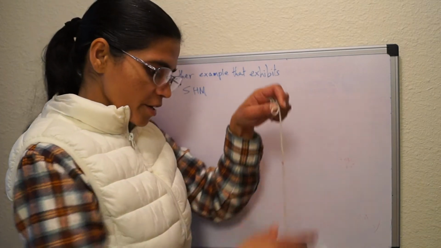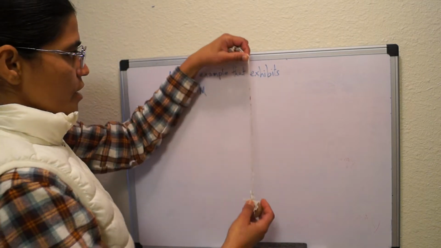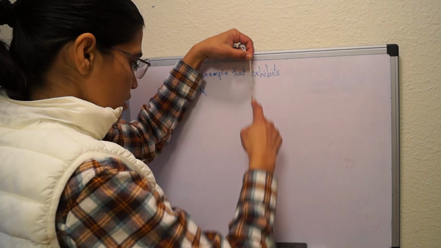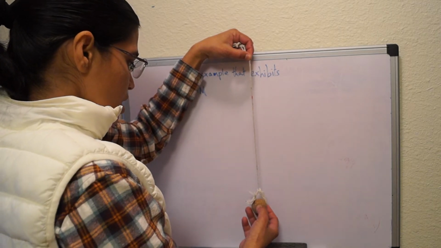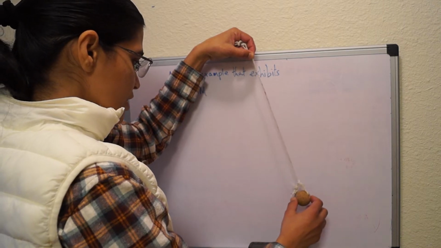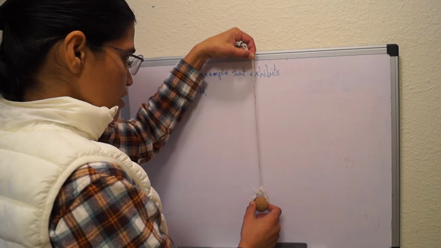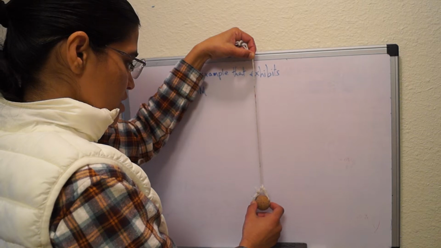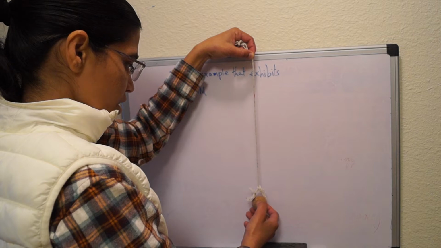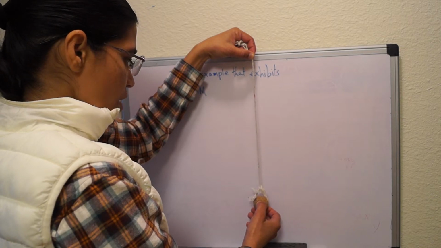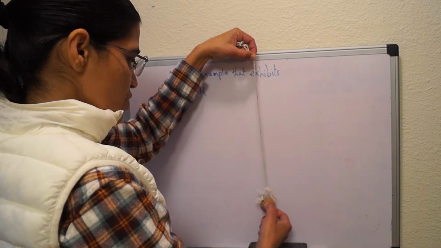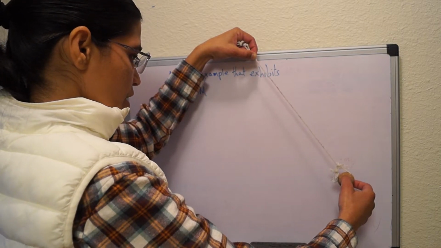So if we leave this up here, this pendulum has some length L, and then there is this mass here. Now let's set this in motion. This is our equilibrium position, right here in the middle. Now if we take this all the way up here, what is happening as we are going up this way?